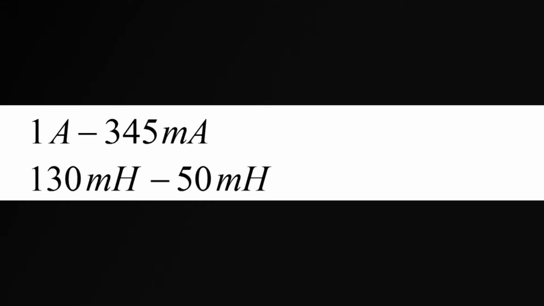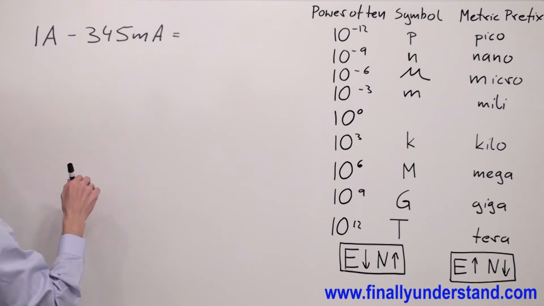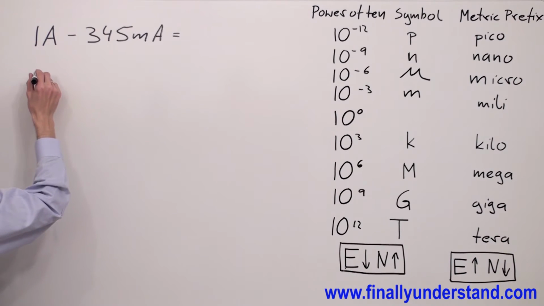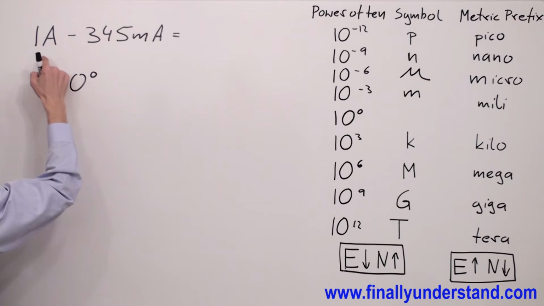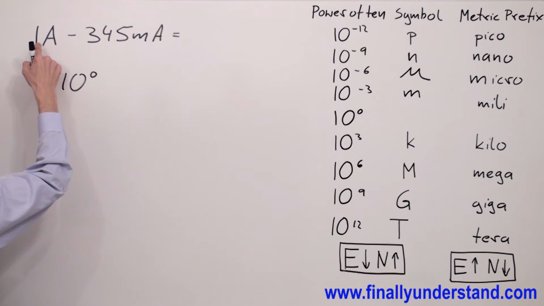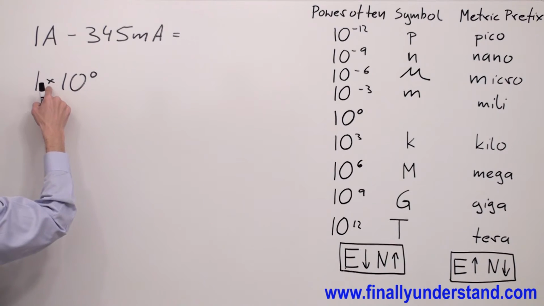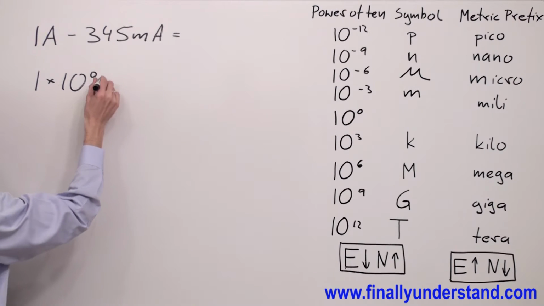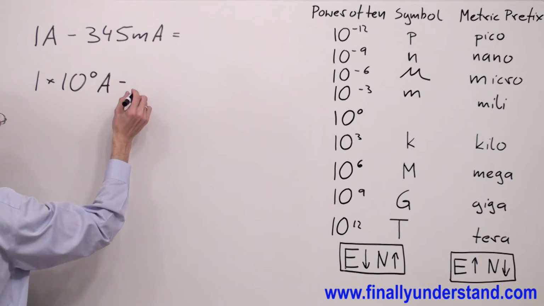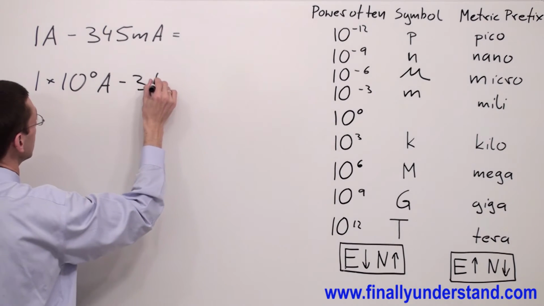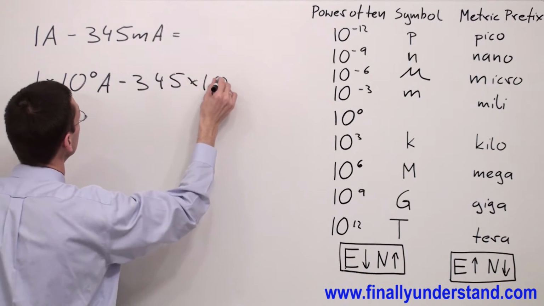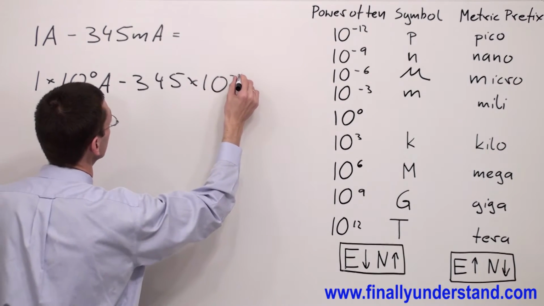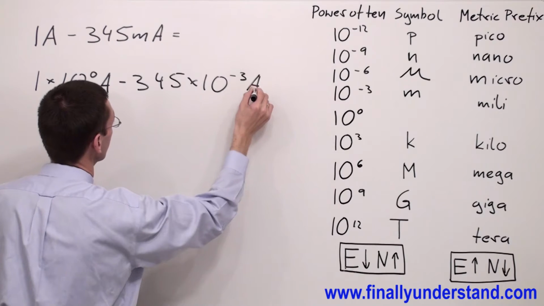Let's take a look at this example. Again, we are going to convert the prefixes to powers of 10. I have 1 times 10 to 0, because anytime I have no prefix, it means that I have power of 10, 10 to 0 amps, minus 345 times 10 to negative 3 amps.